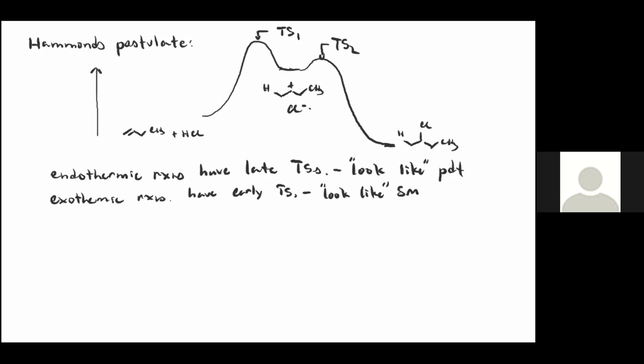And the corollary is true going to the right. So as I go to very stable products, the transition state starts to resemble more and more the starting materials or the intermediate. And so the technical terms for this are late and early. Late means it looks like products. Early means it looks like starting materials.